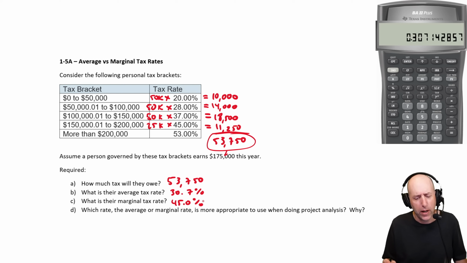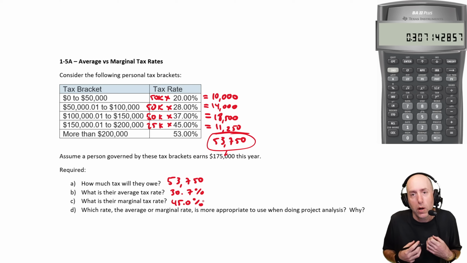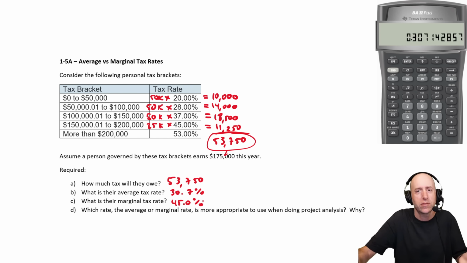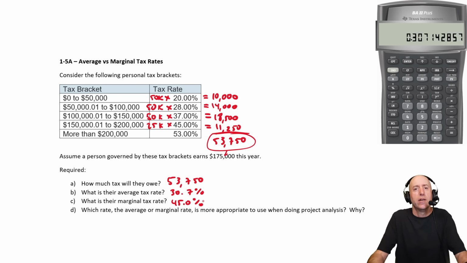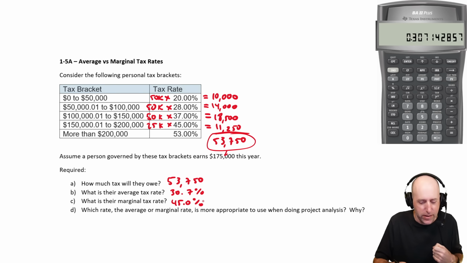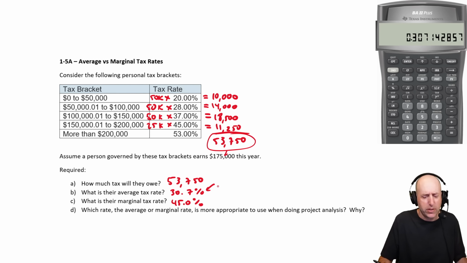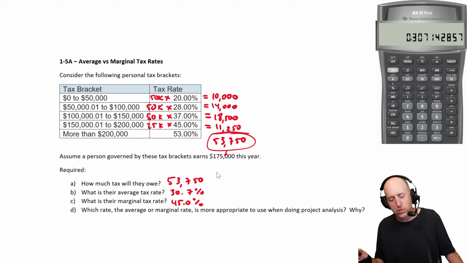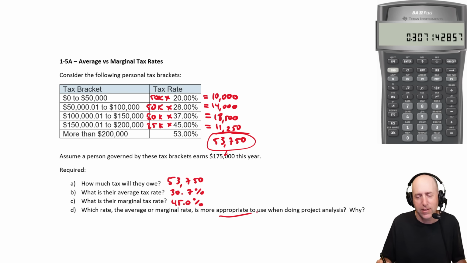Let me explain why. When we're looking at new projects, we're looking at typically additional projects. So it's like that new consulting gig. If I bring in $10,000 extra dollars, what am I taxed at? The number 30.7% doesn't mean anything to the new project. All new dollars that this company brings in are going to be taxed at 45%. So that's the number you use in project analysis. That's the most appropriate number to use.